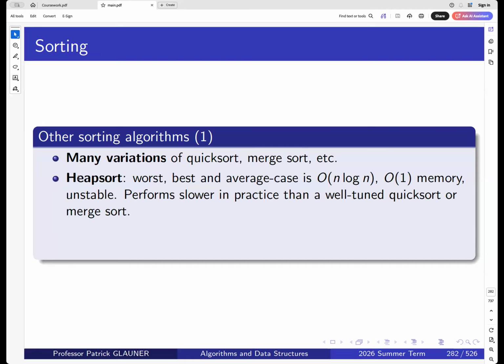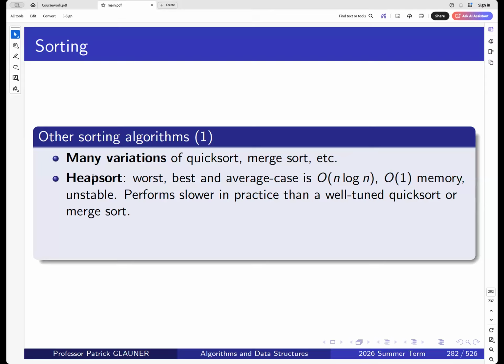There is an algorithm called heap sort that is also interesting. It uses a heap, so a special data structure that has a certain sorting criterion. And its worst, best, and average case is O of n log n. And heap sort is O of one memory. So this sounds really cool. Worst, best, and average O of n log n, O of one memory. But in practice, the heap sort is slower, at least to some extent, than a well-tuned quicksort or merge sort.